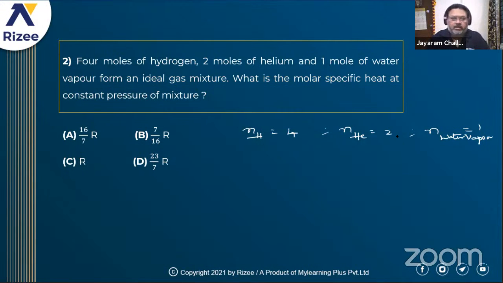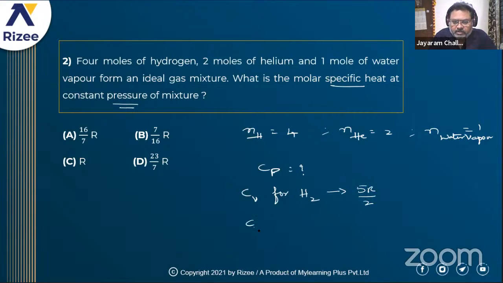So he is asking what the specific heat at constant pressure of the mixture is going to be, that is, the Cp value. This can be found in different ways. First, we need the Cv. Cv for hydrogen gas, H2, which is a diatomic gas, is 5R by 2. Cv for helium gas, helium being monoatomic, is 3R by 2.